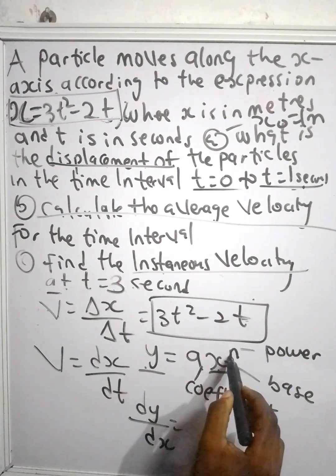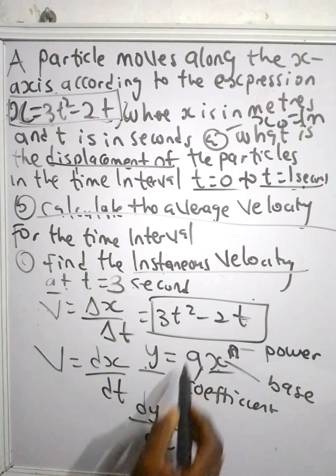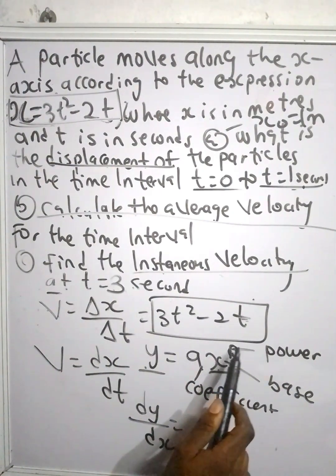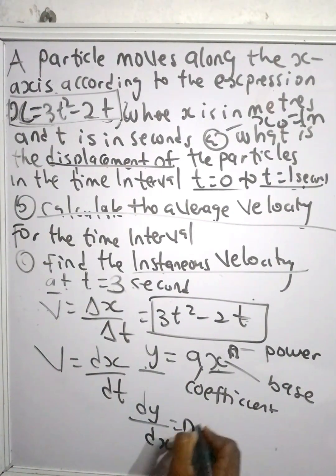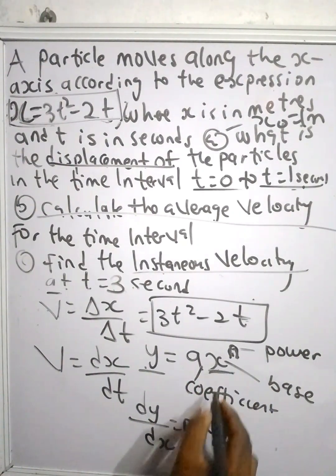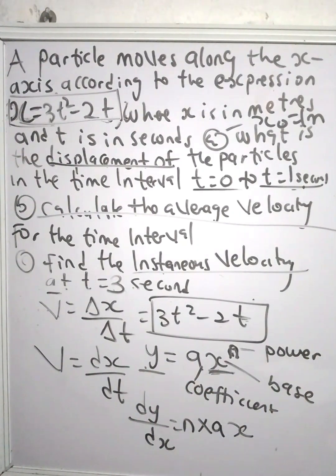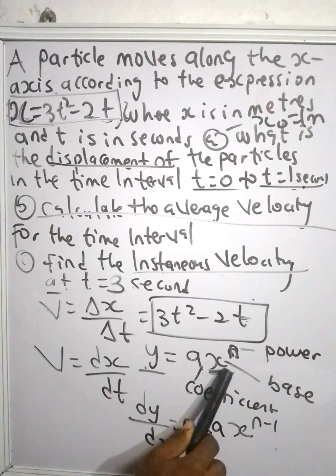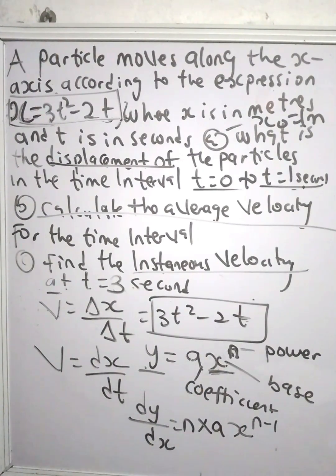I will say: multiply the power by the coefficient. The power is n, times the coefficient. Repeat the base, which is s, and reduce the power by 1, that's n minus 1. Again, multiply the power by the coefficient, repeat the base, and reduce the power by 1. So I'm going to have a n s raised to n minus 1.